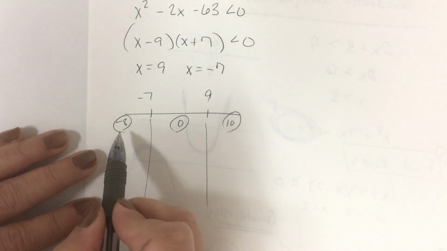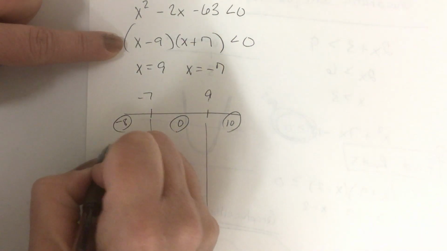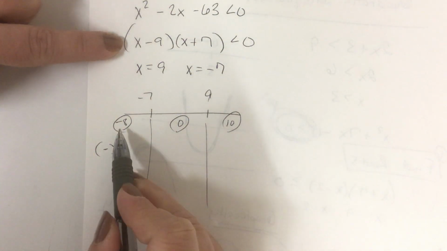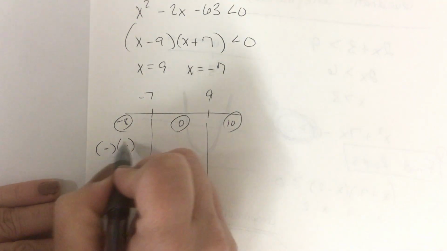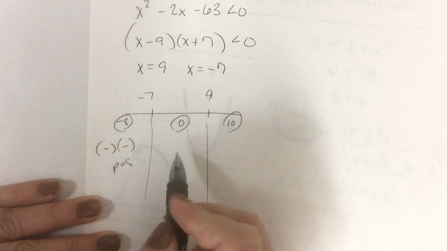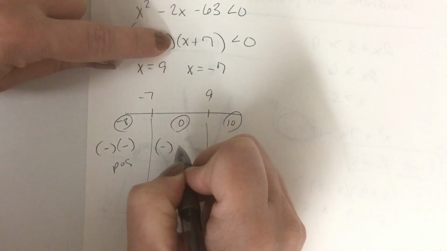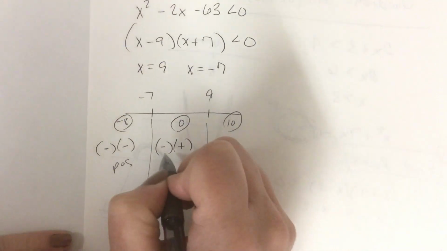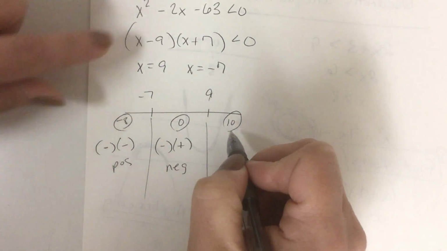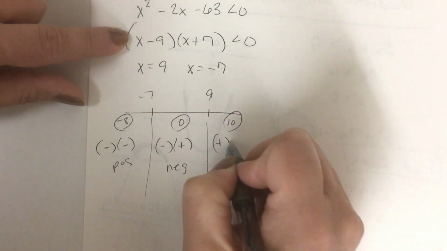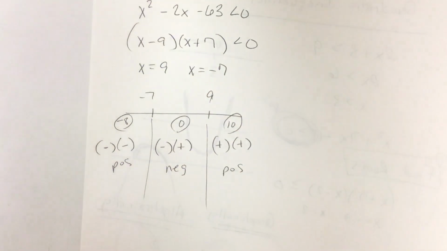So if I take negative 8 and put in that parentheses, negative 8 minus 9 is going to give me a negative number. Negative 8 plus 7 is also going to give me a negative number. Two negatives makes a positive. 0 minus 9 is negative. 0 plus 7 is positive. A negative and a positive multiplies to give me a negative answer. 10 minus 9 is positive. 10 plus 7 is positive. Two positives multiplied together give me a positive.